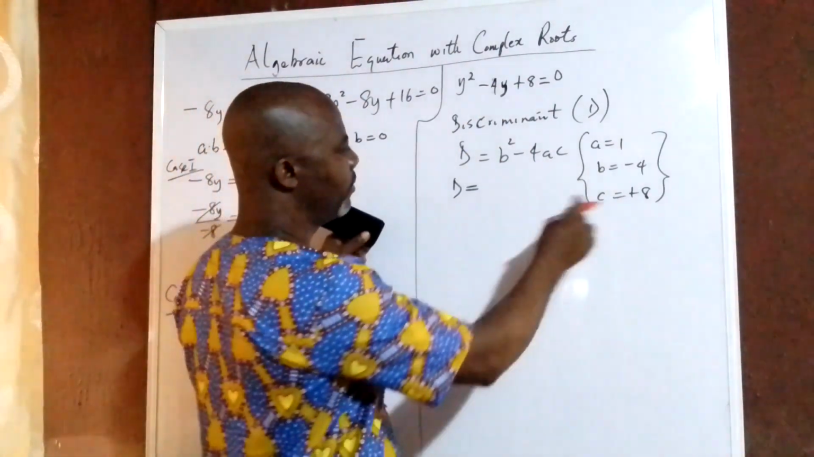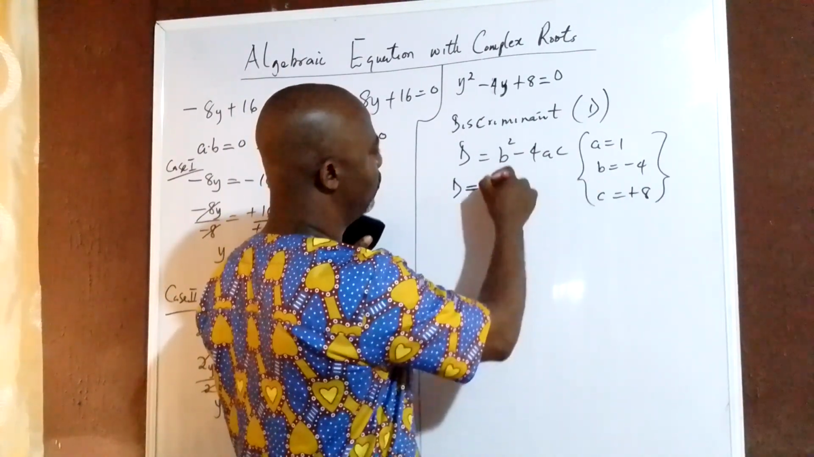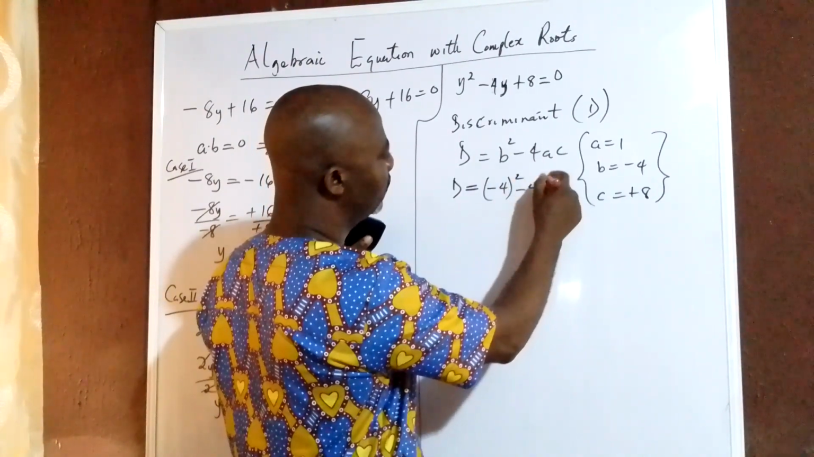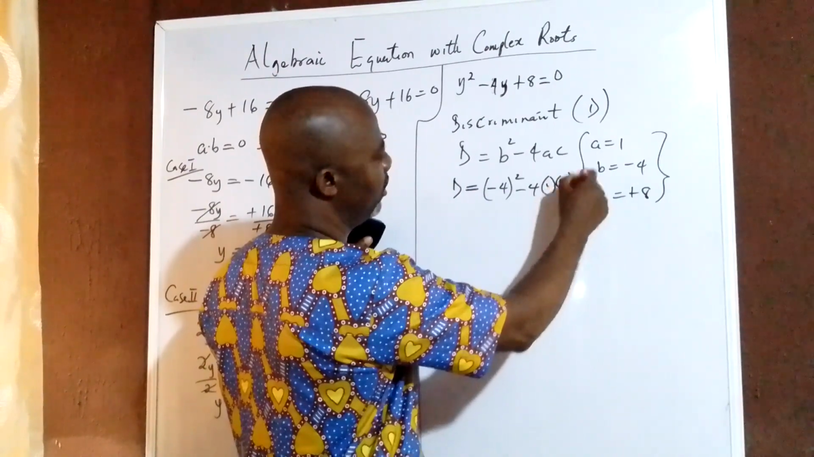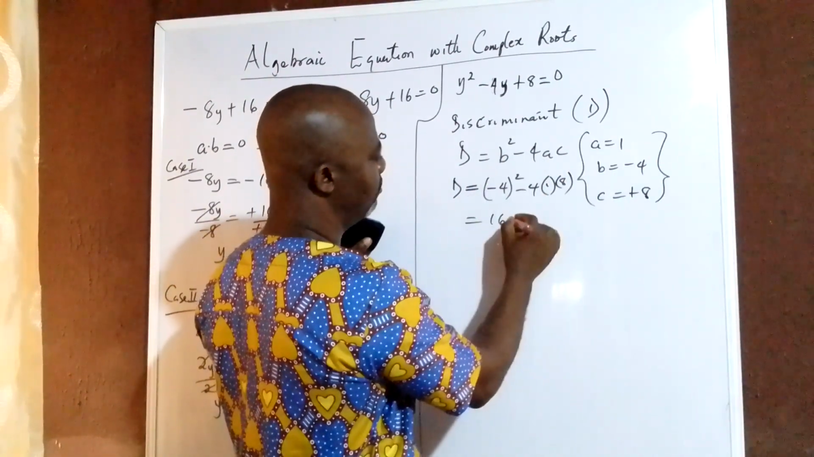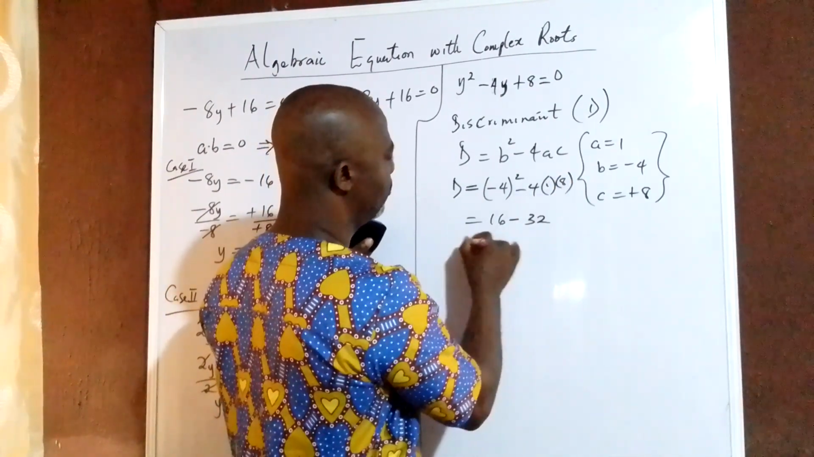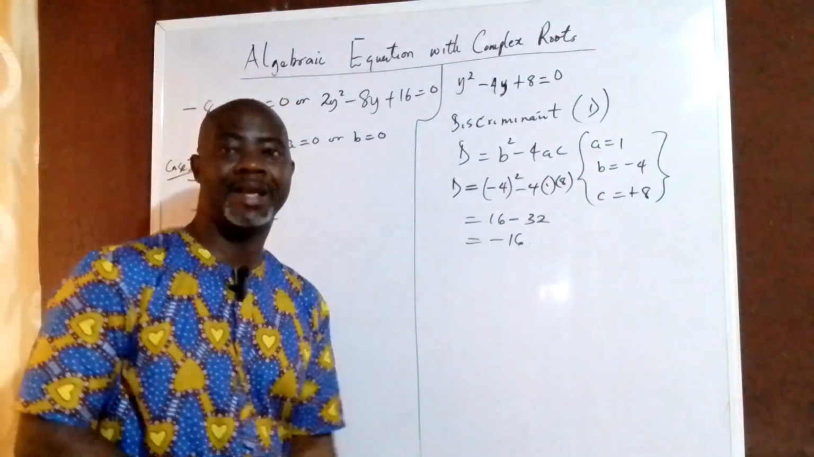So, what will be the value? The value of b is minus 4, so you have minus 4 squared, then minus 4 times the value of a, which is 1, and then the value of c is 8. So you have 16. That's minus 4 squared is 16, minus 4 times 1 is 4, then times 8 is 32. So the result here is minus 16. Now, you see minus 16 is less than 0.